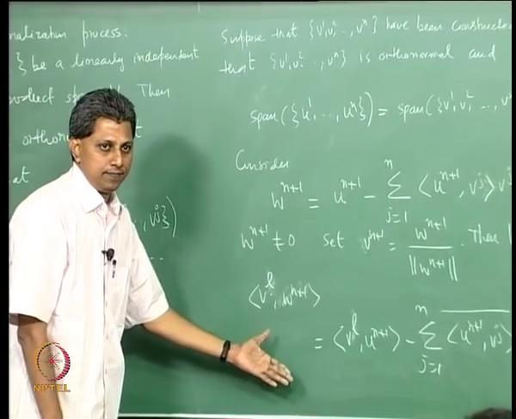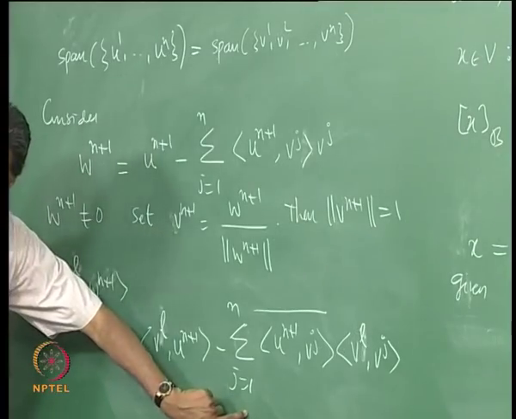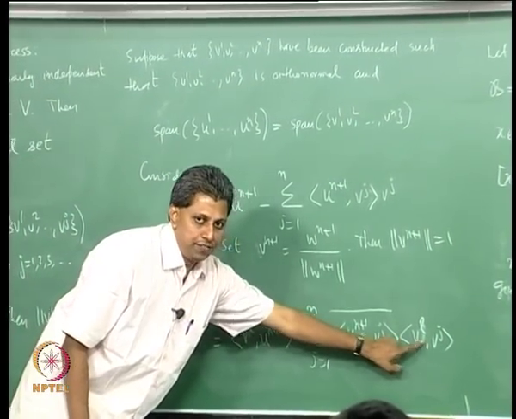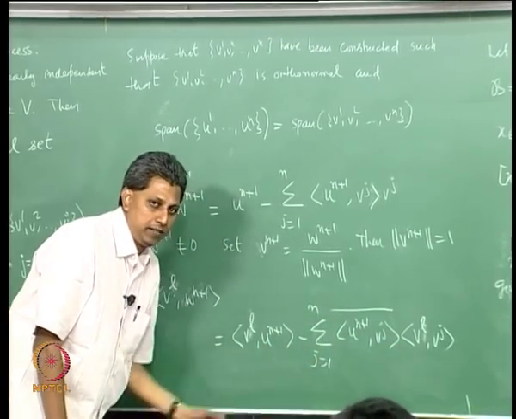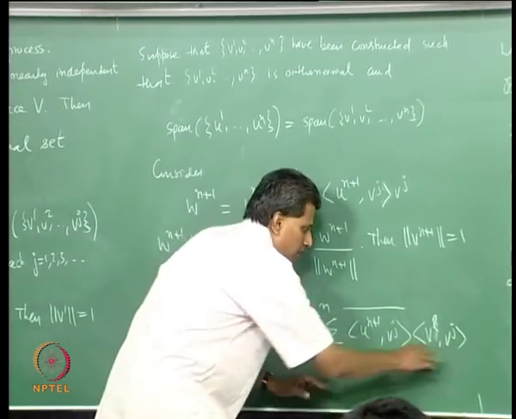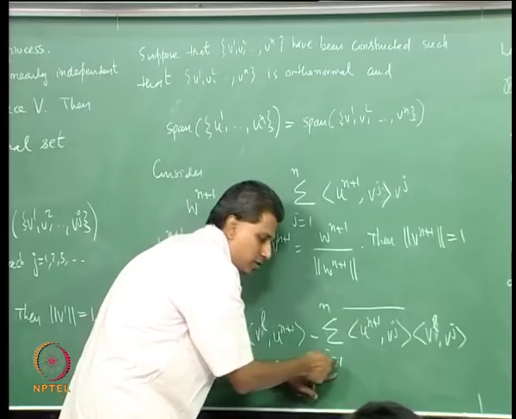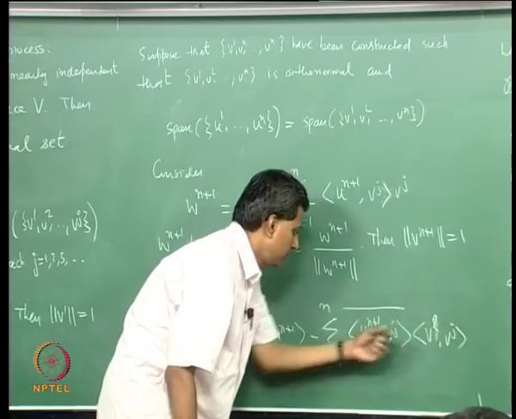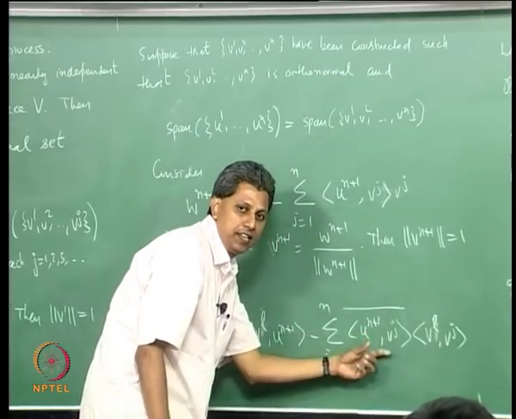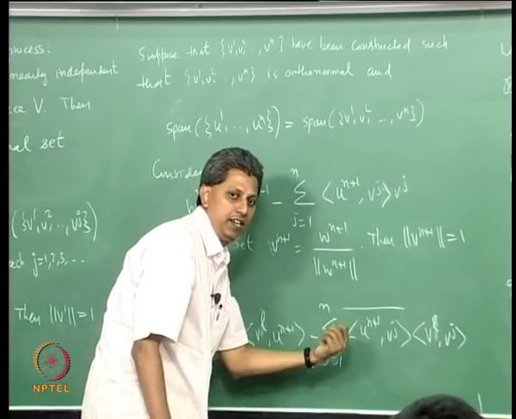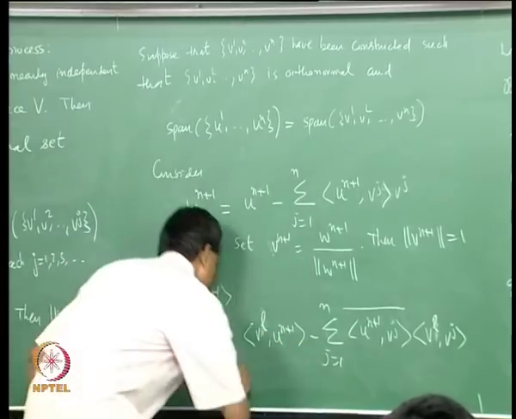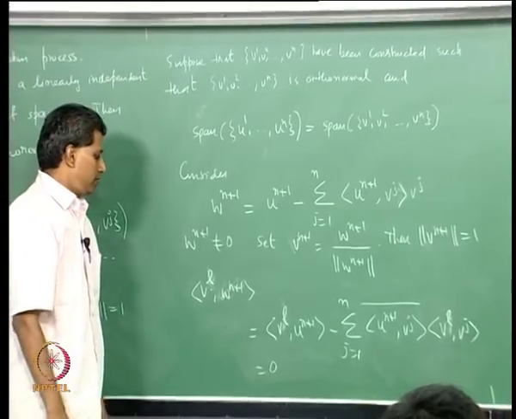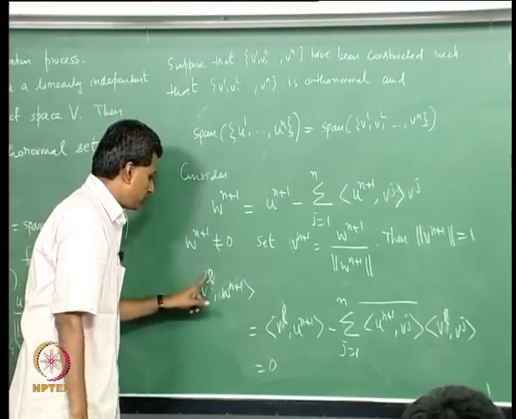Is that clear? j is a running index, L is fixed, and this is 0 if j is different from L. So all terms are gone except the term corresponding to j equals L. When j is equal to L, this is 1. This becomes ⟨vL, un+1⟩ with the conjugate, that is ⟨un+1, vL⟩, that gets cancelled with this, so this is 0. Okay.